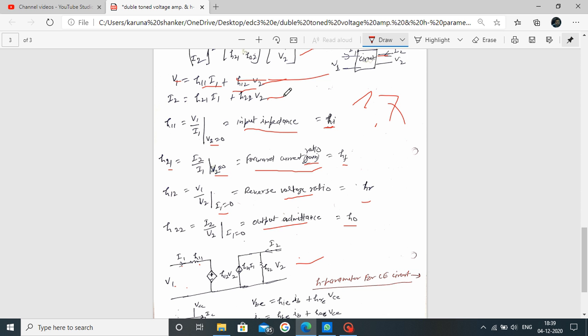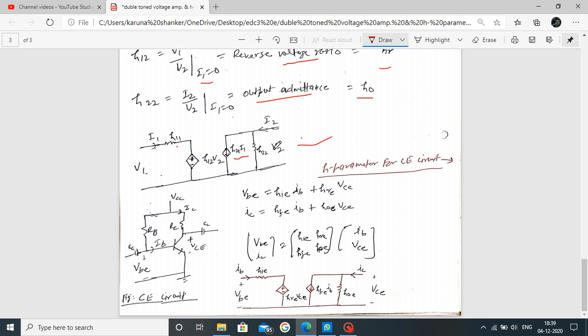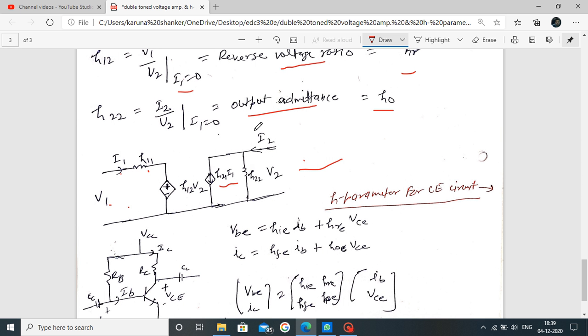In a similar way, the second term: the current I2 is equal to H21 I1 plus H22 V2. The overall conclusion is that by using these equations we can draw the equivalent circuit of the H parameter. This is your equivalent circuit of the H parameter.